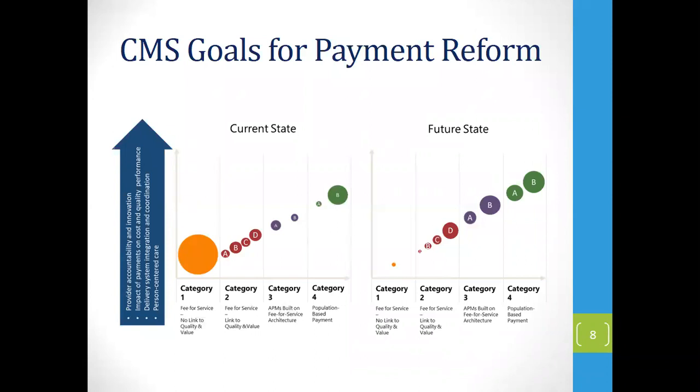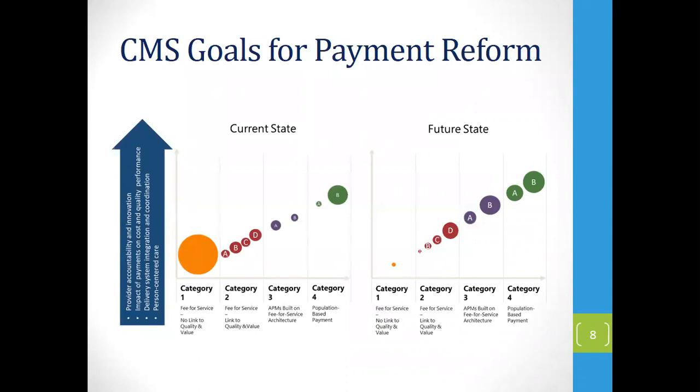And category 4 is moving towards that population-based payment, where at some point we may not get paid so much for the day-to-day visits, but more for taking care of a whole population of patients in an effective way. You can see that's the current state and how payments are distributed across those different categories right now. Where Medicare wants to go is to move physicians and hospitals and communities and practices to the right.